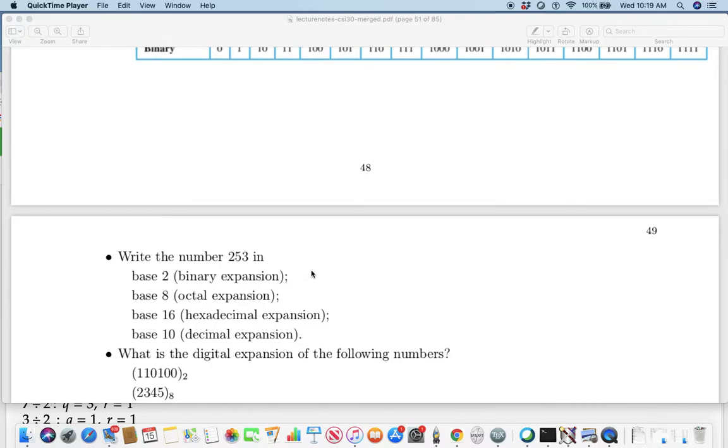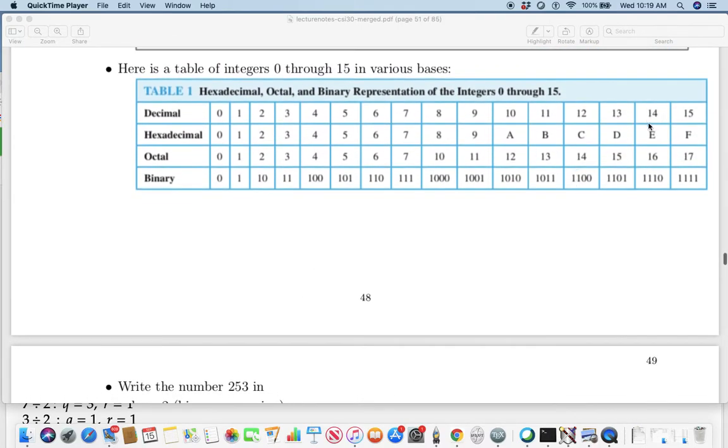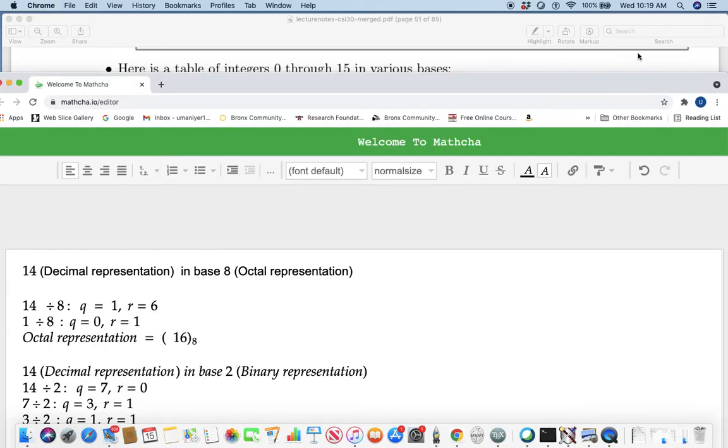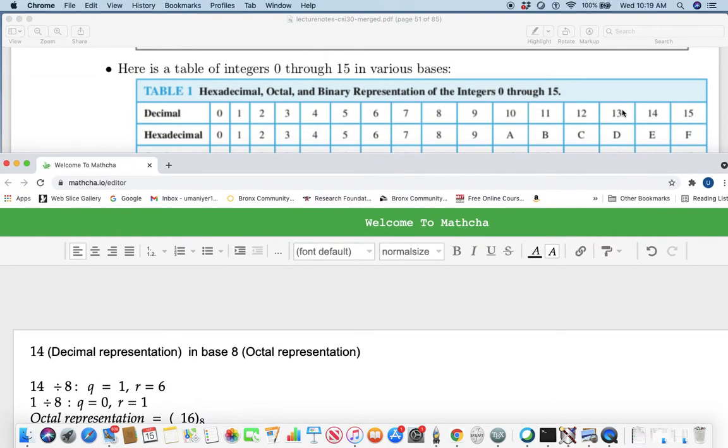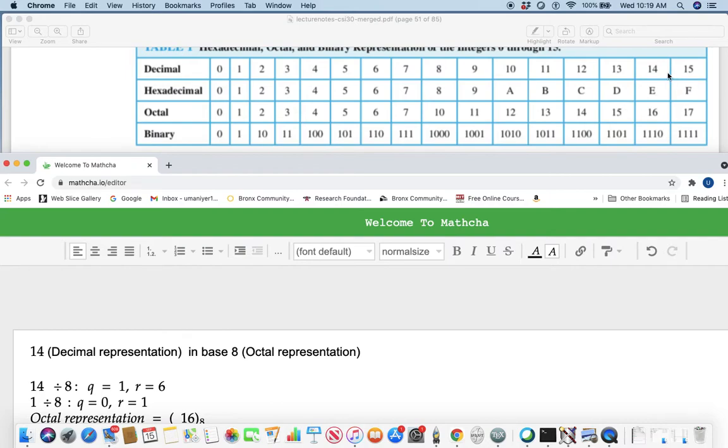Let's study an example of 14, right? So I want to see how they got these values here for 14. Let's write it in base 8 using our pseudocode. 14 is your initial quotient. Divide by 8. 8 goes in 14 once. That's your new quotient. Remainder 6.